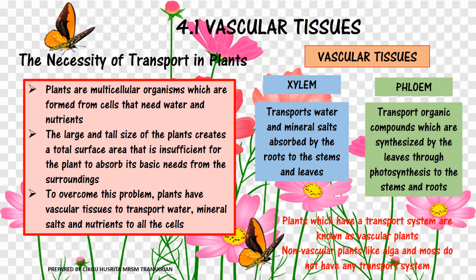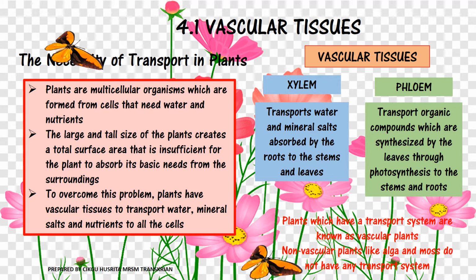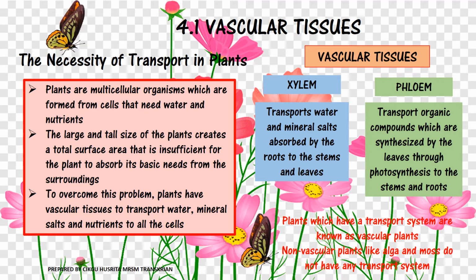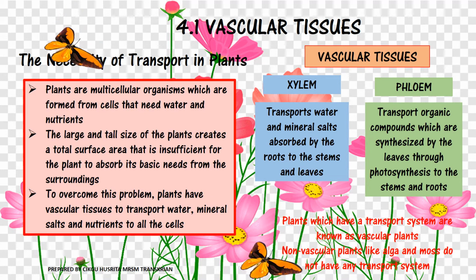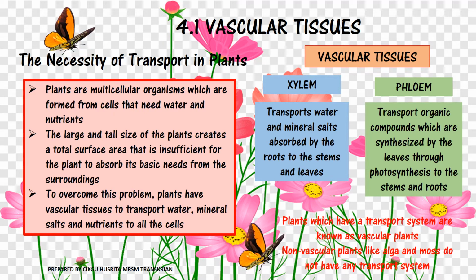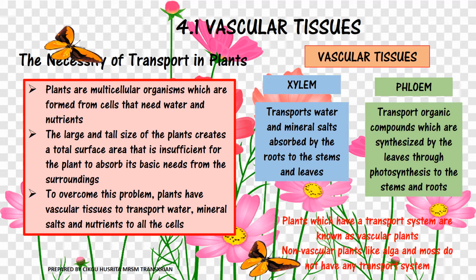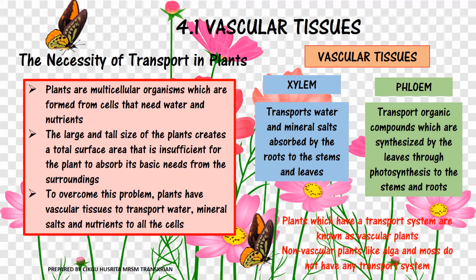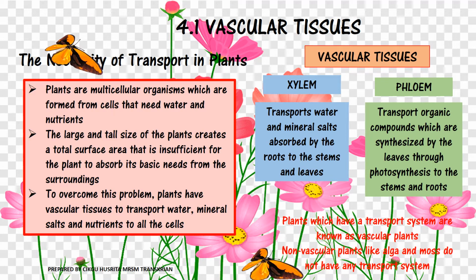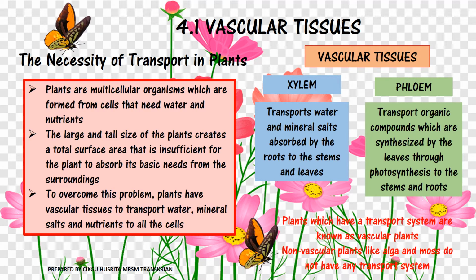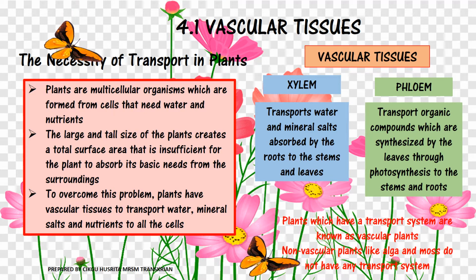Xylem is used to transport water and mineral salt absorbed by the root to the stem and leaf. While phloem is functioned to transport organic compounds which are synthesized by the leaf through photosynthesis to the stem and roots.